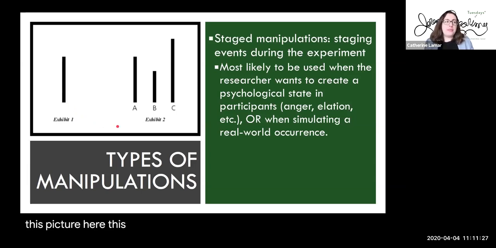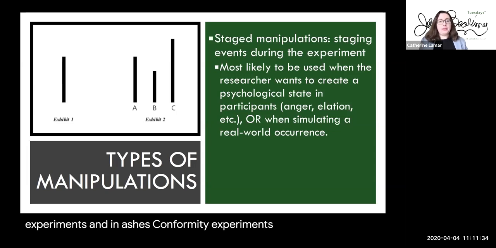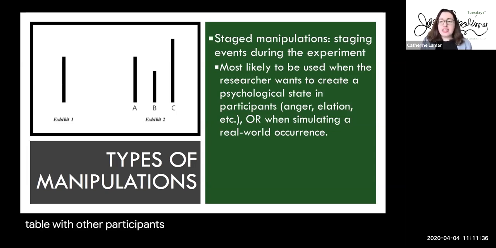And this is designed to represent Asch's conformity experiments. In Asch's conformity experiments, participants were brought into a room. They were sat down at a table with other participants, and then the researcher walked in. And when the researcher walked in, they said, "Okay, everyone, we're going to show you a picture, and that picture has a series of lines on it.